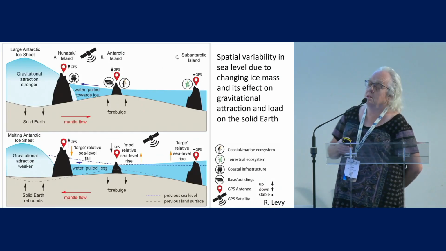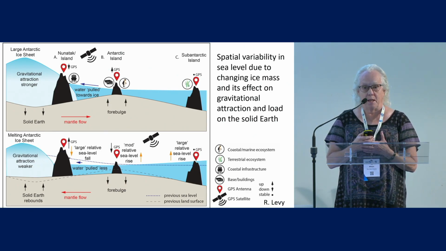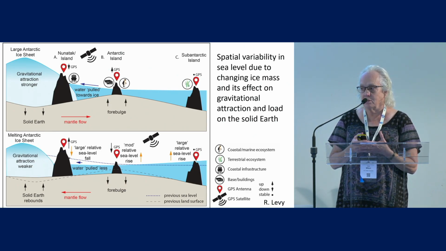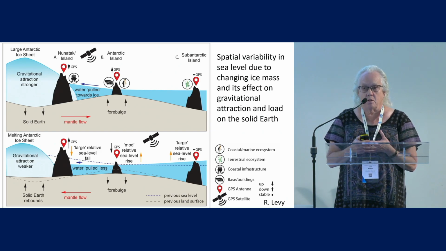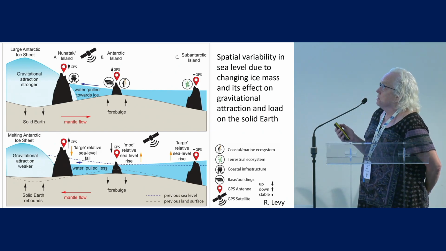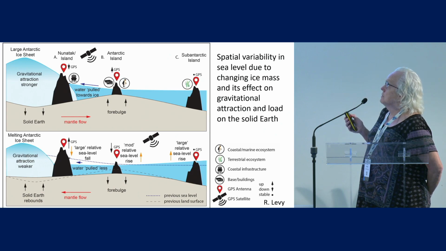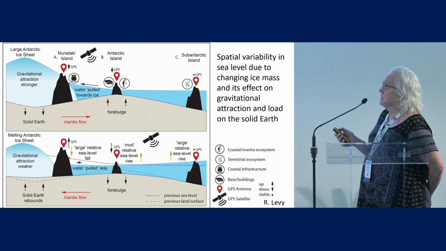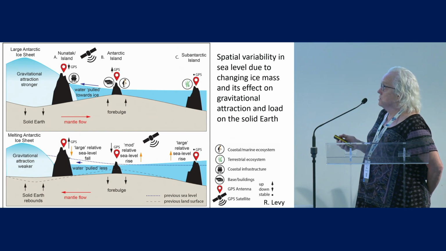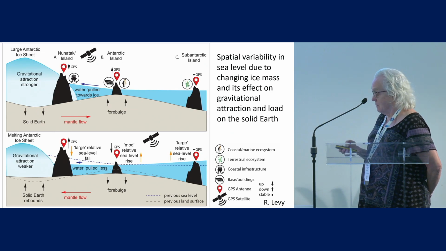Okay, so to relate this to specific impacts, this is a conceptual diagram that Richard Levy made for our information paper to the treaty. We're looking at sites right at the coastline, proximal Antarctic islands versus far-field islands. Here we're losing the ice, and here's our relative sea level fall. At the islands, we might have a small sea level rise because of this process of forebulge collapse that we just discussed, and in the far field, a sea level rise.